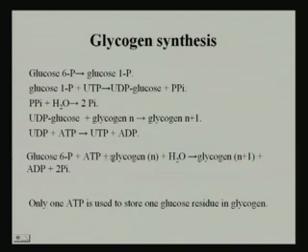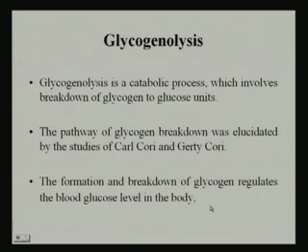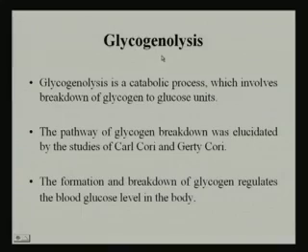Glucose 6-phosphate plus ATP plus glycogen n molecules of glucose moieties plus water gives rise to glycogen n plus 1 plus ADP plus 2 Pi. Only one ATP is used to store one glucose residue in glycogen. So, this is the glycogen synthesis in the cell. Now, if we see the glycogen breakdown, that means when the cell is in need of glucose, then glycogen is once again chopped down to glucose moieties. Now, how is it taking place?